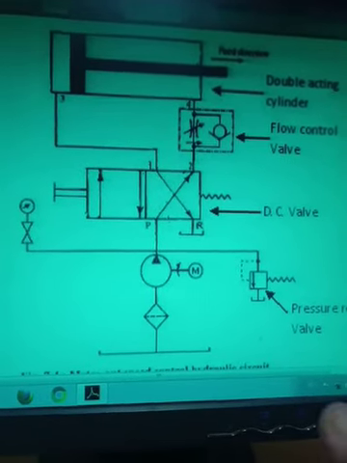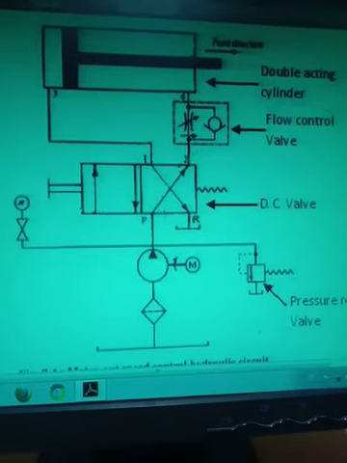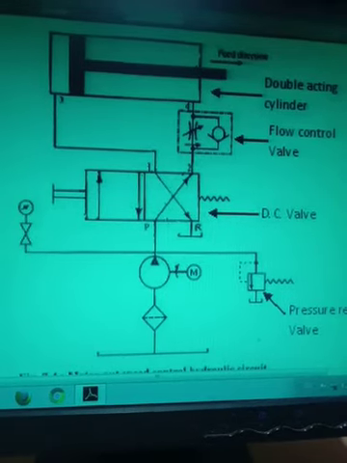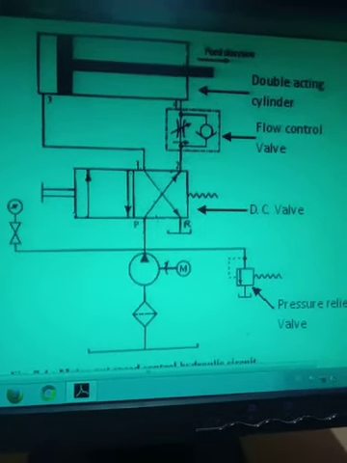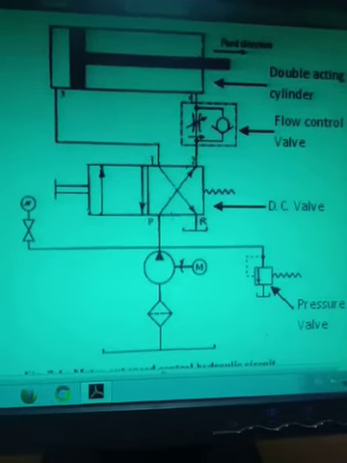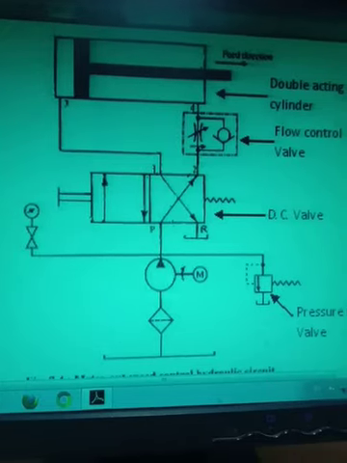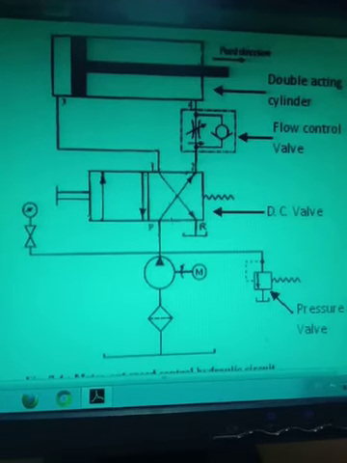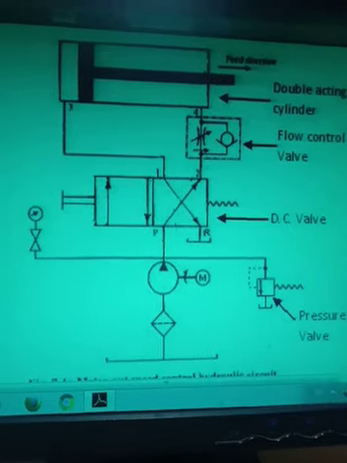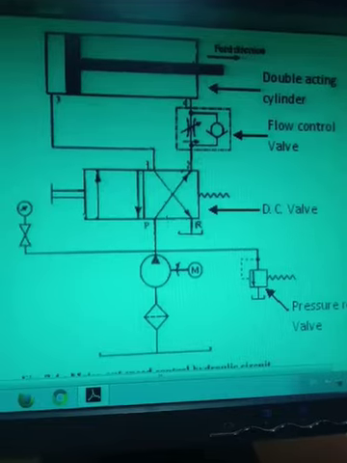So both circuits, the meter in hydraulic circuit and the meter out hydraulic circuit, are used for controlling the speed of the actuator. Understand? The only difference is that in the meter in hydraulic circuit, the flow control valve is provided at the inlet, and in the meter out hydraulic circuit the flow control valve is provided at the outlet of the actuator. Understand? So this was the meter out hydraulic circuit.